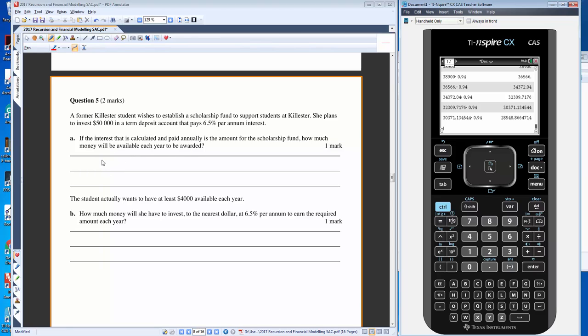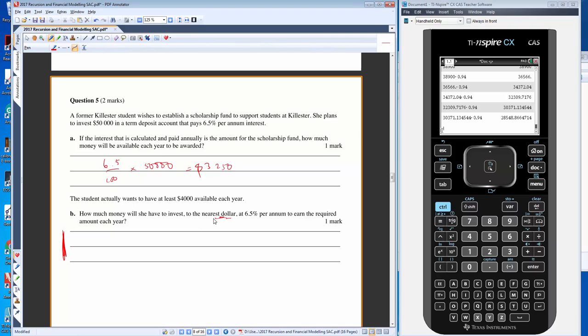Alright, so to do this, we're going to do 6.5 over 100 multiplied by $50,000, and I think from memory that's $3,250. Okay, so that one there wasn't too bad, and a lot of girls got that one right. This one was a struggle. So the student actually wants to have $4,000 each year. How much money will she have to invest to the nearest dollar?